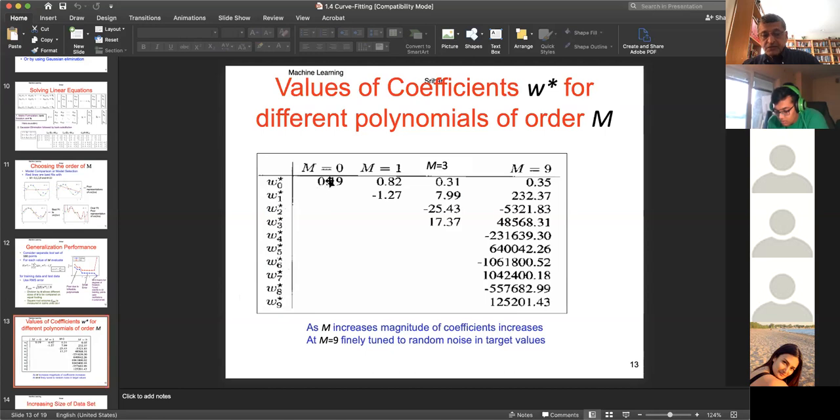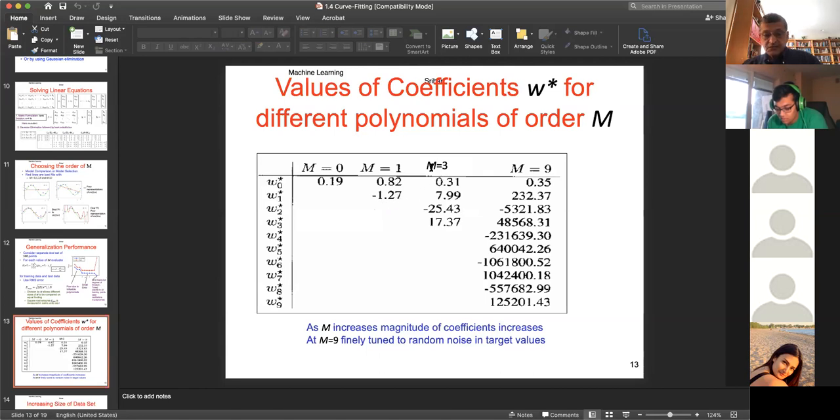And now, for each value of m, m equal to 0, m equal to 1, m equal to 3, m equal to 9, they are plotting the values of the w's. For m equal to 0, you need only w0, that was 0.19. For m equal to 1, you need two parameters, w0 and w1, that is 0.82 and minus 1.27.